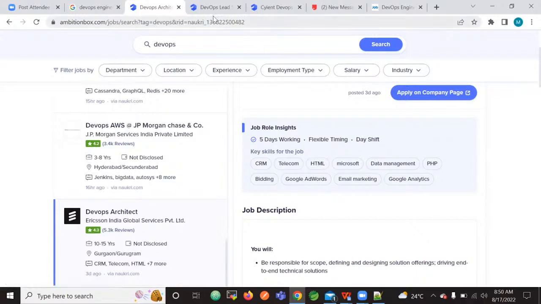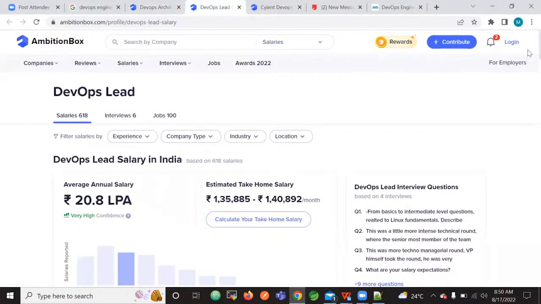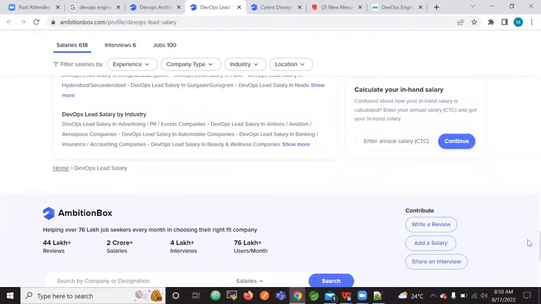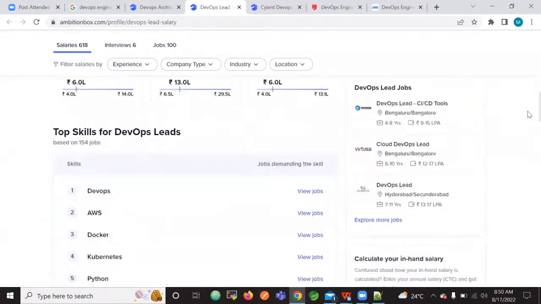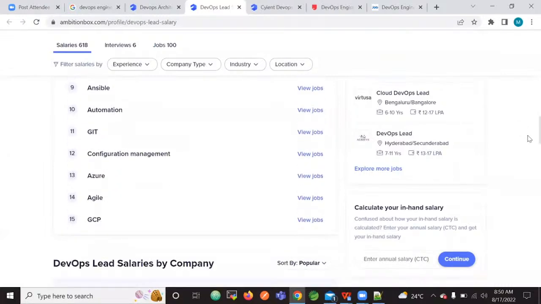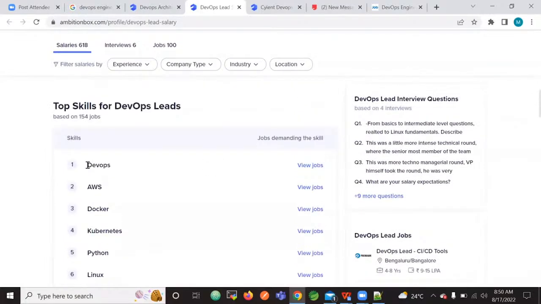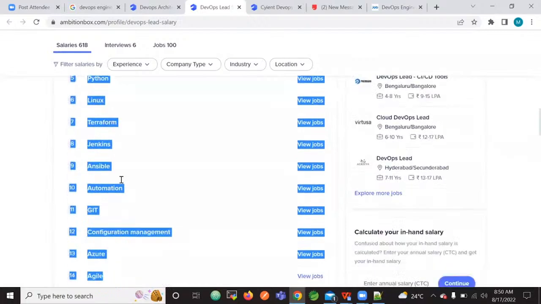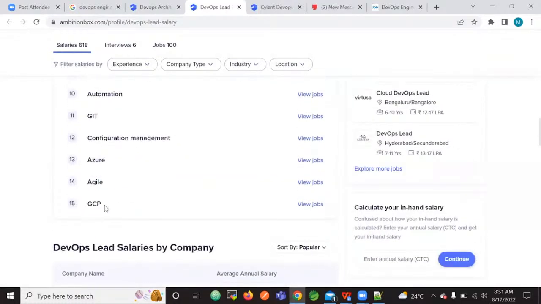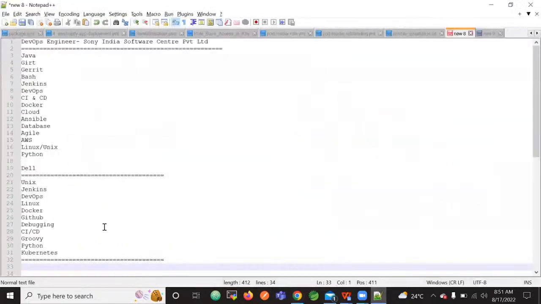Okay, so this is one thing, and if you can see this DevOps lead is the guy, and the common tools they are expecting for this job role. Let us see. Yes, these are all the common tools expected in the market: DevOps, AWS, Docker, Kubernetes, Python, Linux, Terraform, Jenkins, Ansible, automation, Git, configuration management, Azure, Agile, GCP. So this is for all the DevOps leads, not even DevOps engineers. DevOps engineers need not have all this skill set, in fact, isn't it? So let me copy this and then go to here.